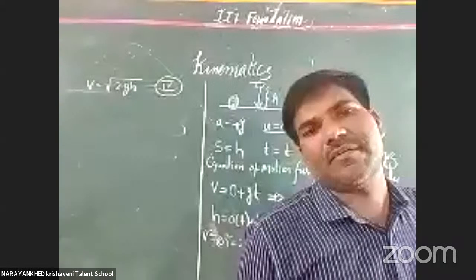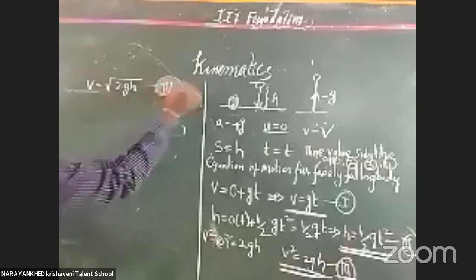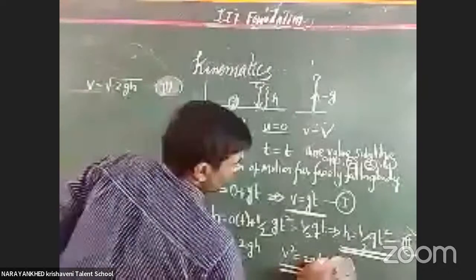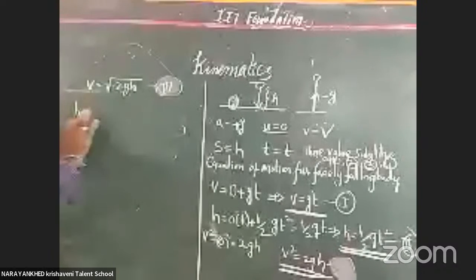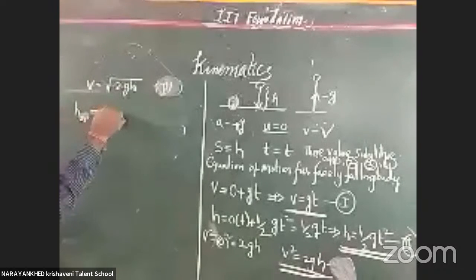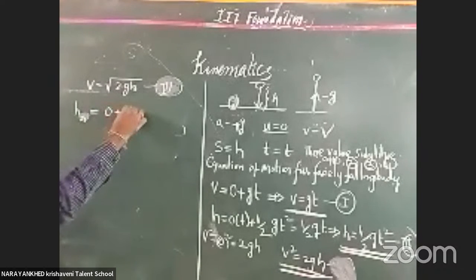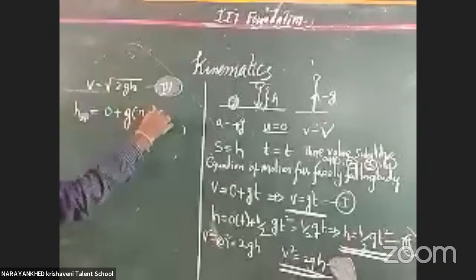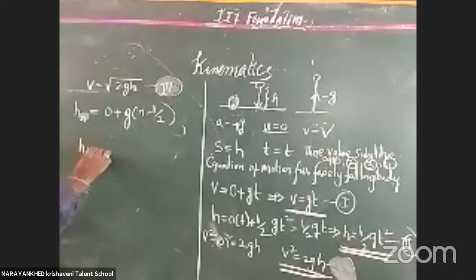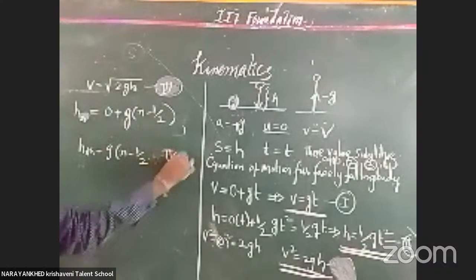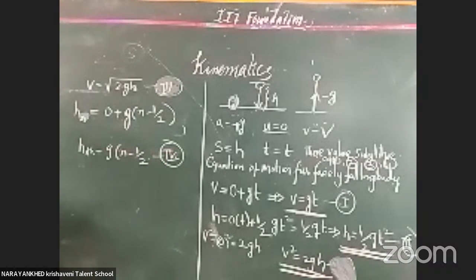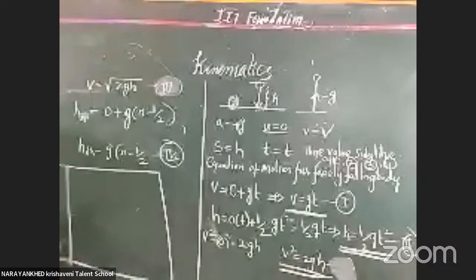Also students, here we consider the third equation, and the fourth equation is what? h n is equal to 0 plus, in the place of a you can consider g into (n minus 1) by 2. That is h n is equal to g into (n minus 1) by 2. This is one more equation, equation number 4. These 4 are called equations of motion for a freely falling body. I want you to note it in your box. It is very important for solving the problems. Got it? I hope you got it.